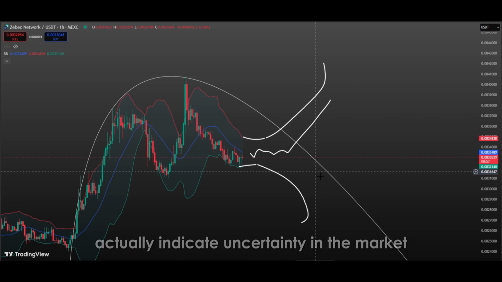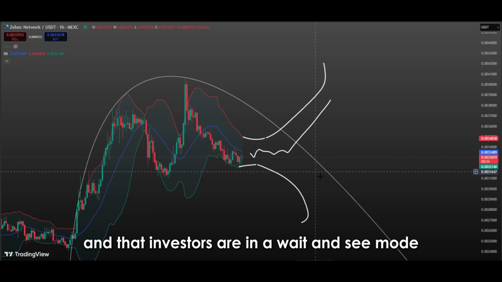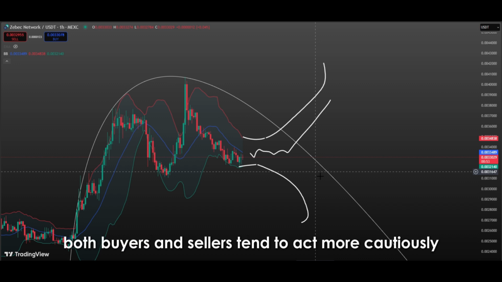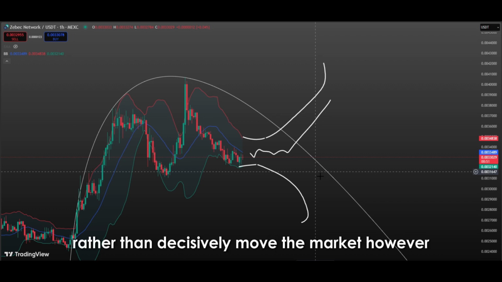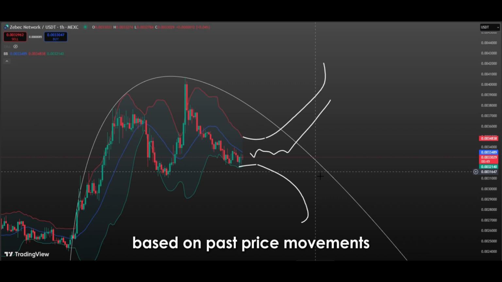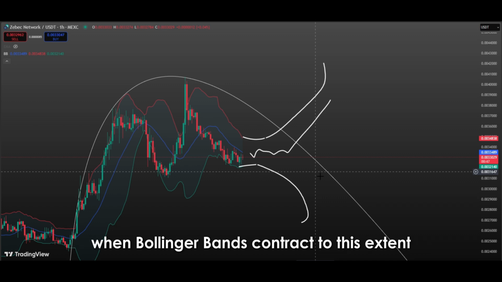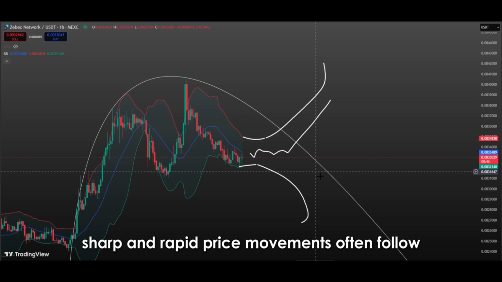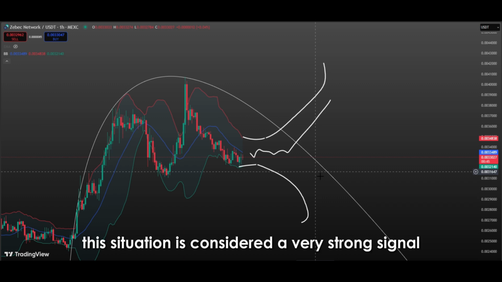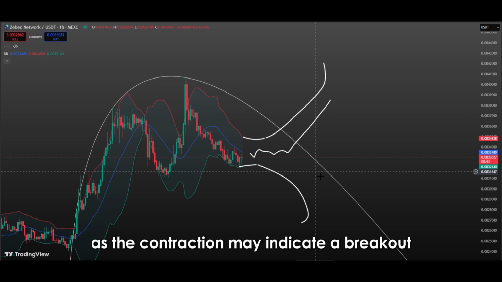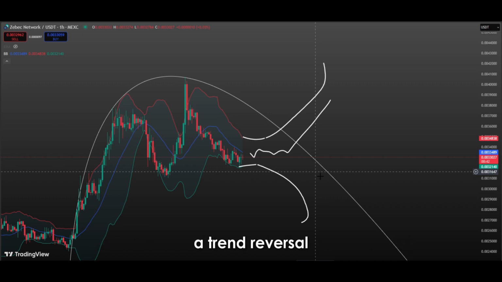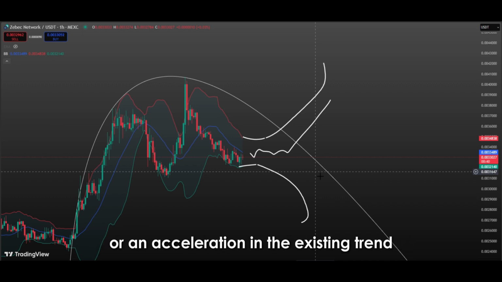Narrowing Bollinger Bands actually indicate uncertainty in the market and that investors are in a wait-and-see mode. Both buyers and sellers tend to act more cautiously, and large capital generally prefers to observe rather than decisively move the market. However, based on past price movements, when Bollinger Bands contract to this extent, sharp and rapid price movements often follow. This situation is considered a very strong signal by many technical analysts, as the contraction may indicate a breakout, a trend reversal, or an acceleration in the existing trend.